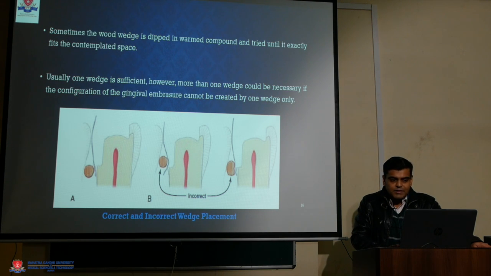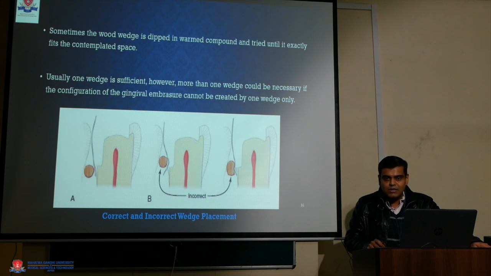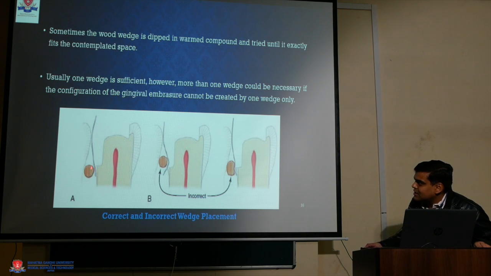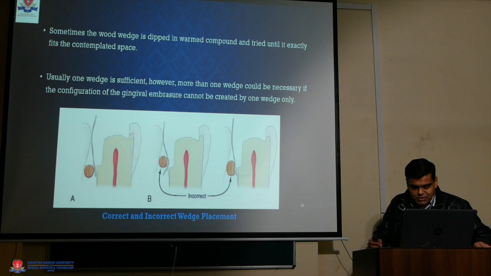Usually one wedge is sufficient. However, more than one wedge could be necessary if the configuration of the gingival embrasure cannot be created by only one wedge. You can see in this diagram the correct position of the wedge. It should support the matrix band properly, and these two are the incorrect positions of the wedge.